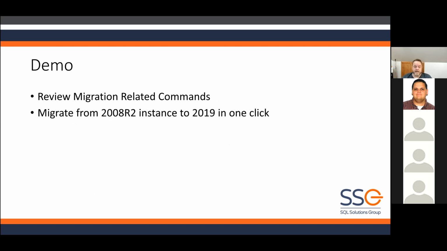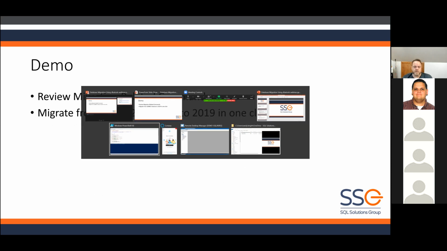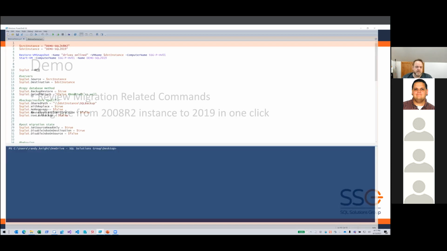Okay, the rest of this will primarily be demo. We're going to review migration related commands and how we look at those. And we're going to migrate from a 2008 R2 instance to a 2019 instance in one click, taking all those things into account. So let's switch over to PowerShell.